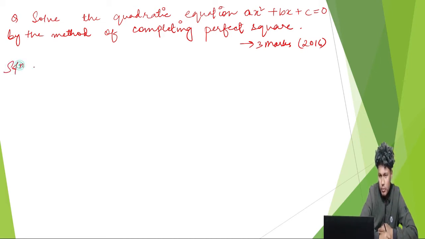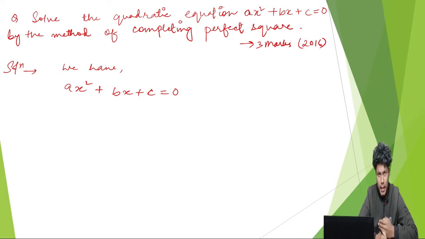Solution. We have ax square plus bx plus c equal to 0. This is the equation which we have. Now, we just multiply both sides by 4a. So, let us multiply by 4a on both sides.